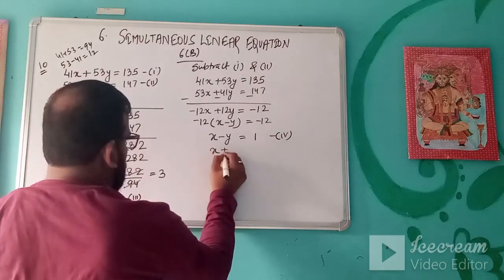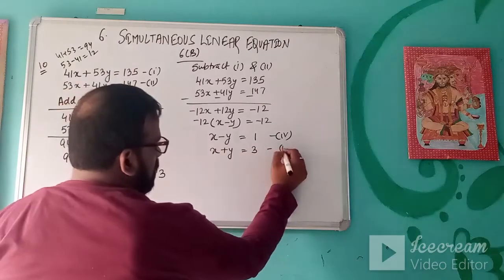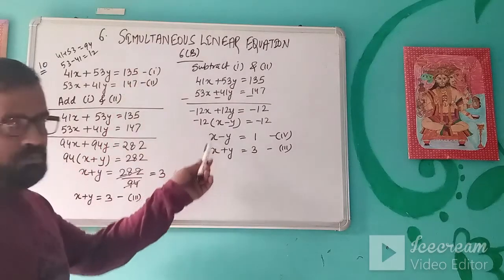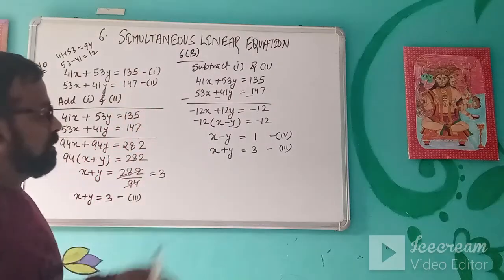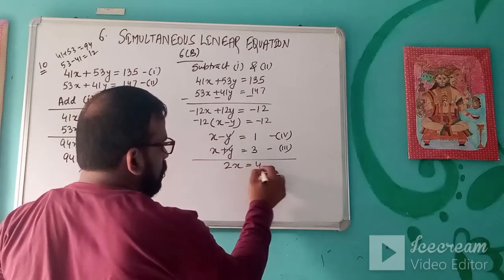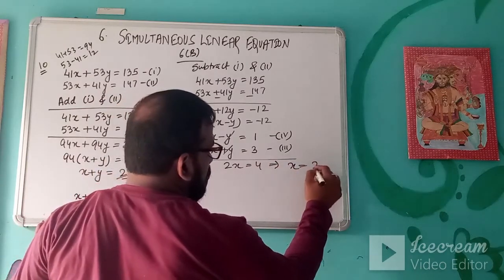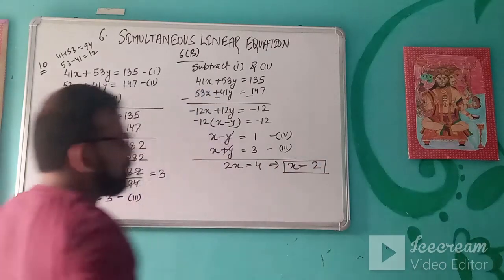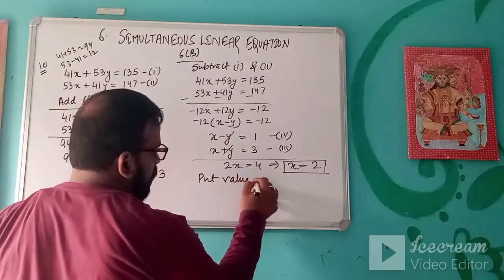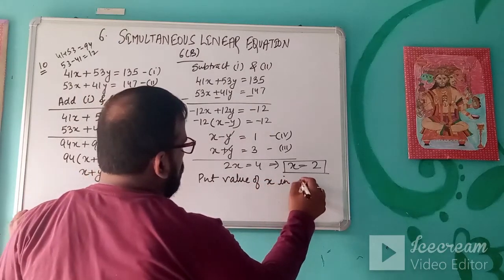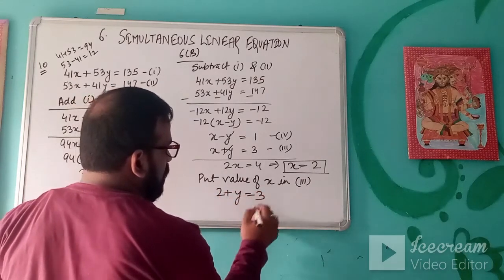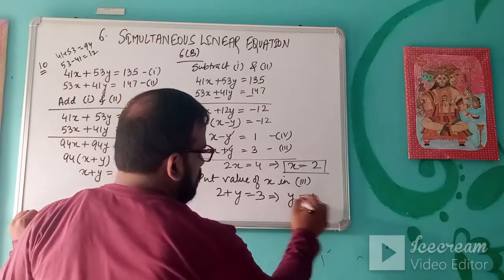Let's write these two equations together. Now if you see very carefully, these are relatively easier to solve than these type of equations. So next what we can do, we can add them. So it is 2x equal to 4. So from here you will get x equal to 2. Then I will put the value of x in, suppose, the third equation. So 2 plus y is equals to 3. So I will get y is equals to 1.